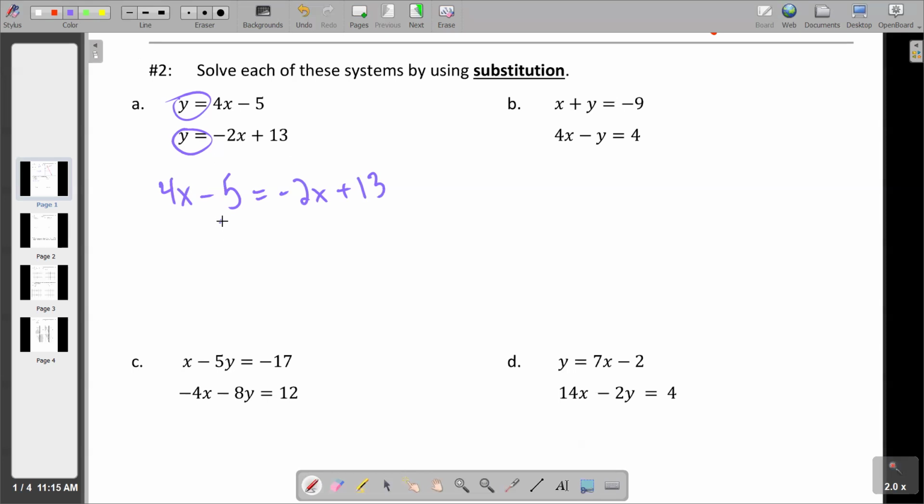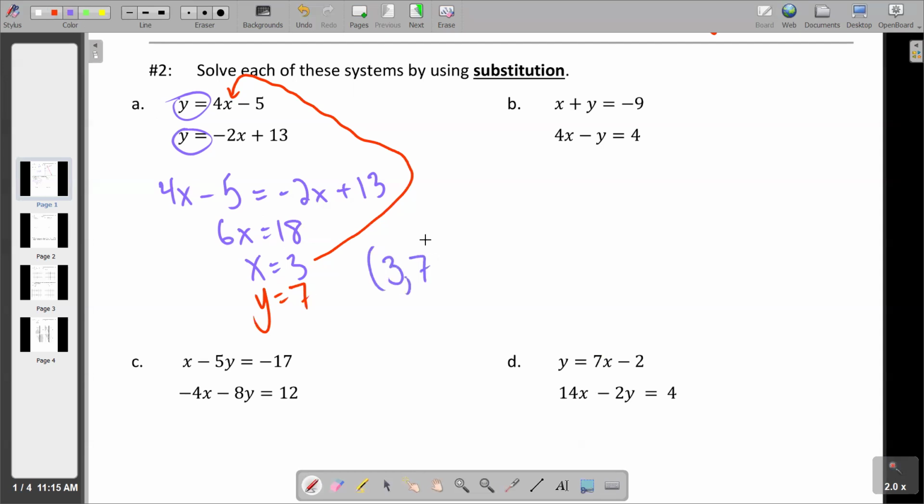And then when we solve this, it should go pretty quickly. I'm going to add the 2x across to get 6 of those. I'm going to add the 5 across to get 18 of those. And then I'm going to divide by 6 to get 3. And then you can put 3 wherever you want. For example, if you put 3 right here, 4 times 3 is 12. 12 minus 5 is 7. So y has to equal 7. Therefore, the final answer to the problem is 3, 7.